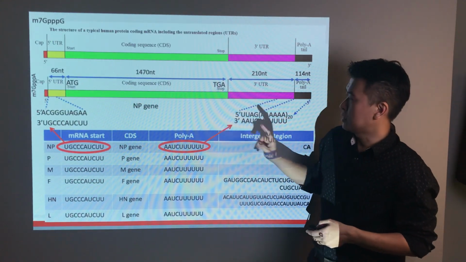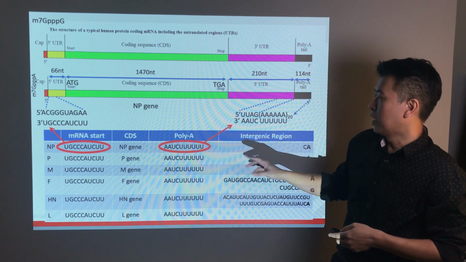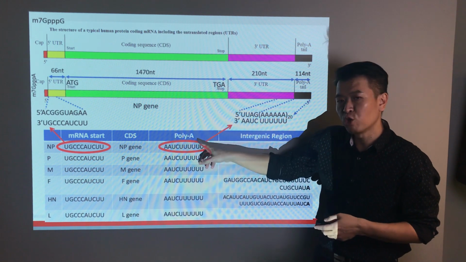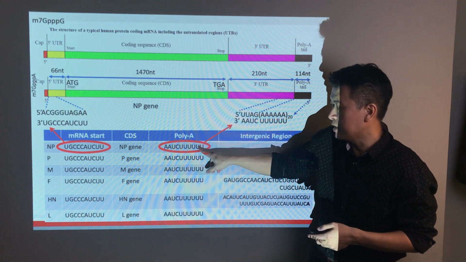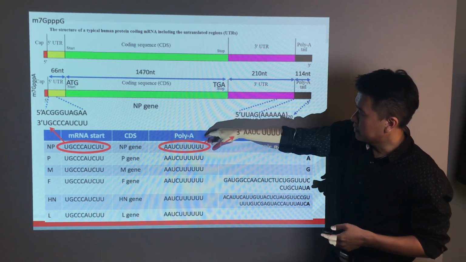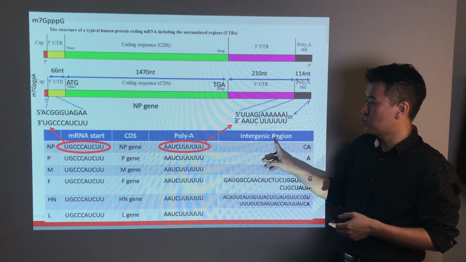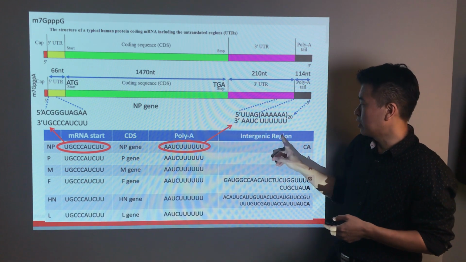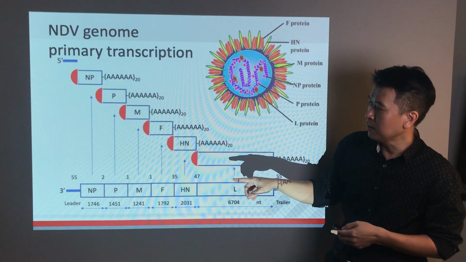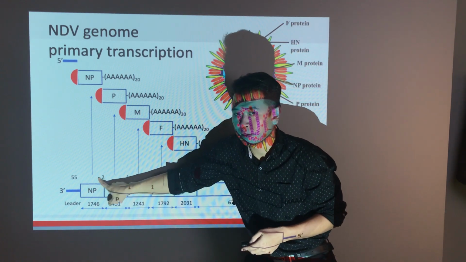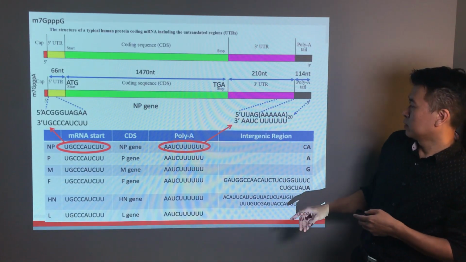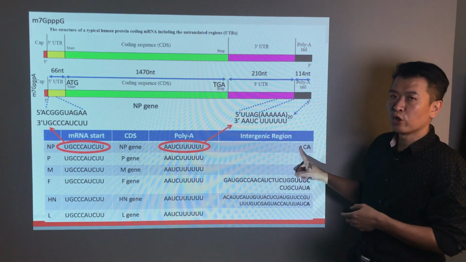Alright, so this is how it looks. And then when it synthesizes about 20 times to produce 120 polyadenylate nucleotides of poly A, what happens now is it goes into the intergenic region. Okay, intergenic regions. Remember I said between the NP and the P, there are two nucleotides that don't belong to NP or P. So these are the two nucleotides.